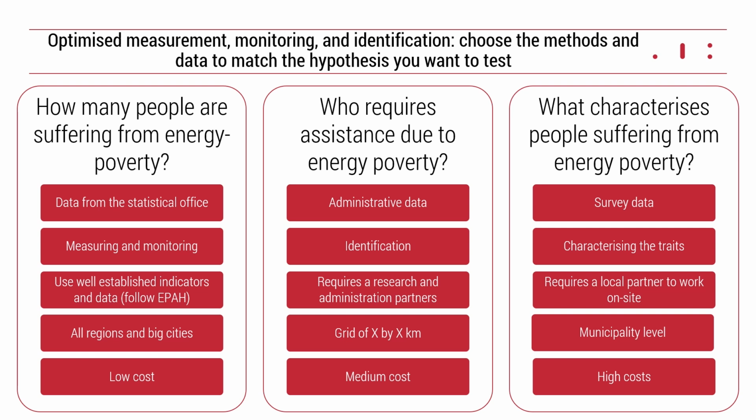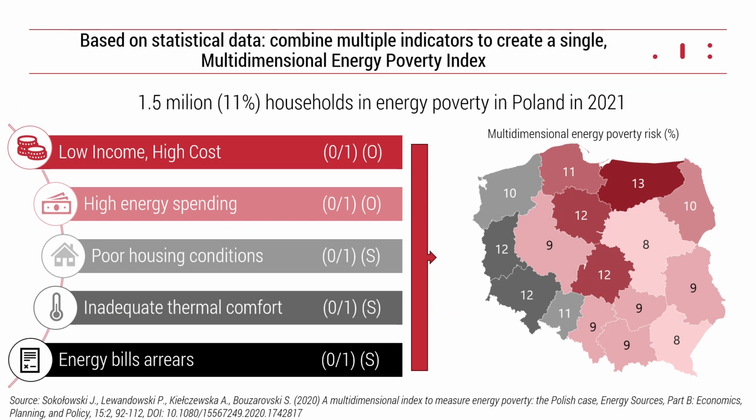Okay, so showing a very concrete example of applying those methods, I will start with statistical data. What we have done, and we have tried different combinations for Poland, is we have used the data provided by the Polish Statistical Office, and we have combined single indicators. Some of them you can also find in the Energy Poverty Advisory Hub manuals, in order to create a single multidimensional energy poverty index. Why did we do so?